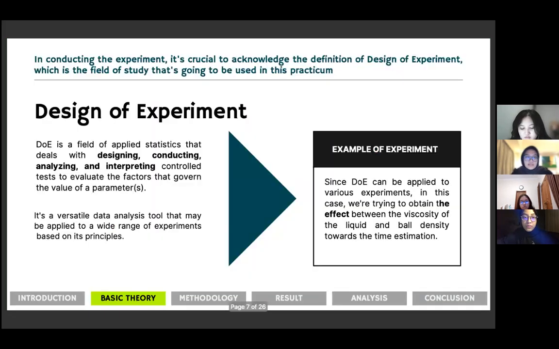Next, please. Okay, so in conducting the experiment, it is also crucial to acknowledge the definition of DOE, or design of experiment, which is the field of study that we're going to use in this practicum. Since DOE can be applied to various experiments, in this case, we're trying to obtain the effect of the viscosity of the liquid and ball density on the time estimation. Next.